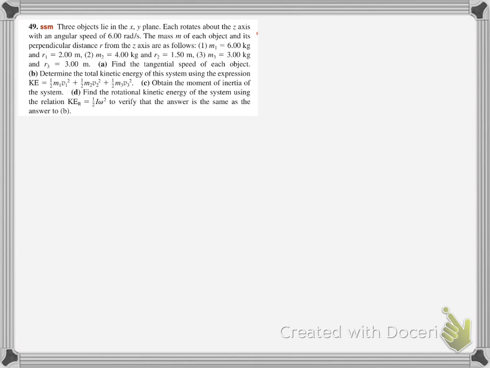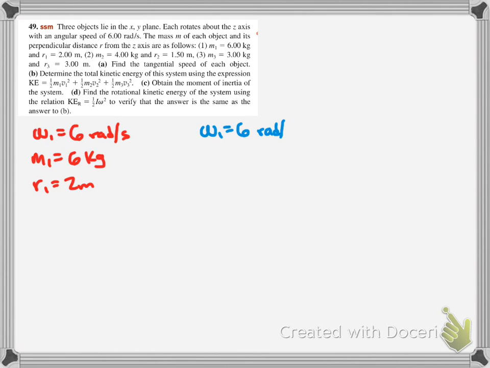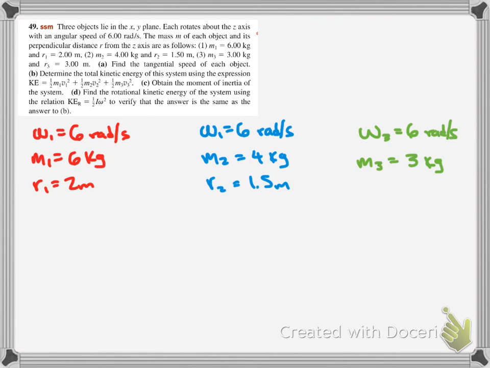First things first, write down your values. We know that the angular velocity is 6 radians per second, and m1 is 6 kilograms and r1 is 2 meters. ω2 is 6 radians per second, then 4 kilograms and 1.5 meters, and for the other one it's 6 radians per second, 3 kilograms and 3 meters. The reason we know it's 6 radians per second is because the problem says each rotates with an angular speed of 6 radians per second.